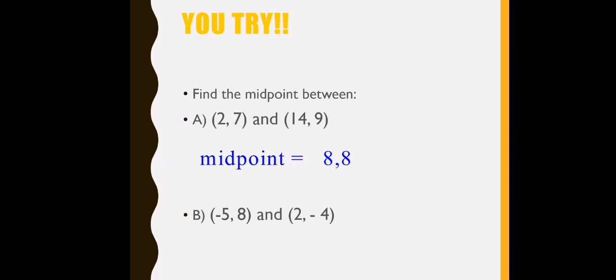Okay, so for the solution, gawin lang natin. 14 plus 2 is 16, divided by 2 is 8. 9 plus 7 is 16, divided by 2 is also 8. Ito naman sa isa, 2 plus negative 5 is negative 3, divided by 2 is negative 3 over 2. Negative 4 plus 8 is positive 4, divided by 2 is 2. So the midpoint is negative 3 over 2, 2.